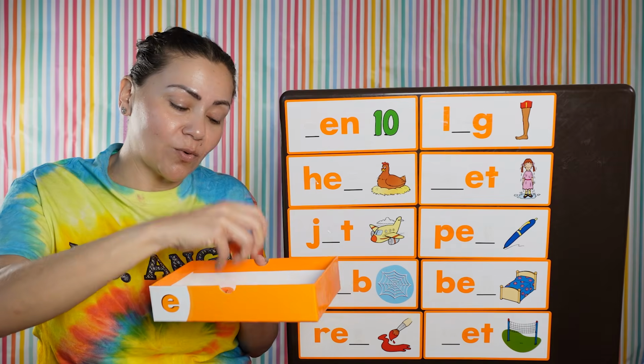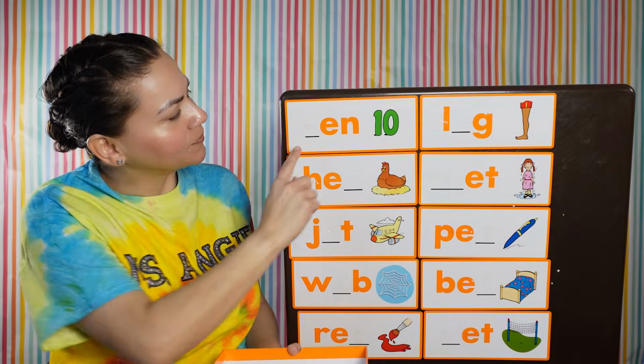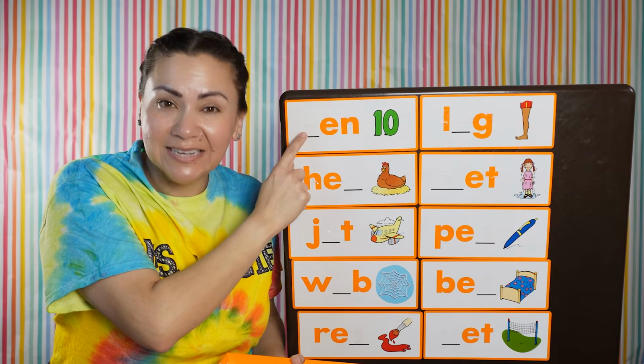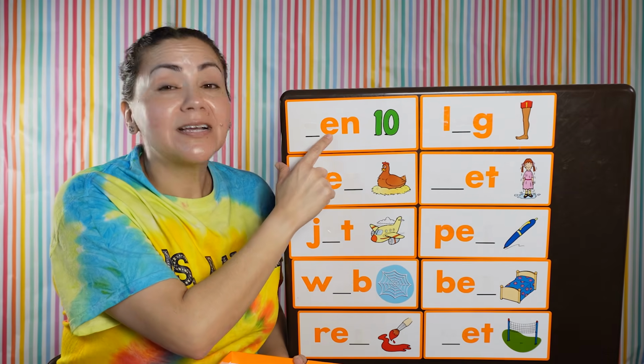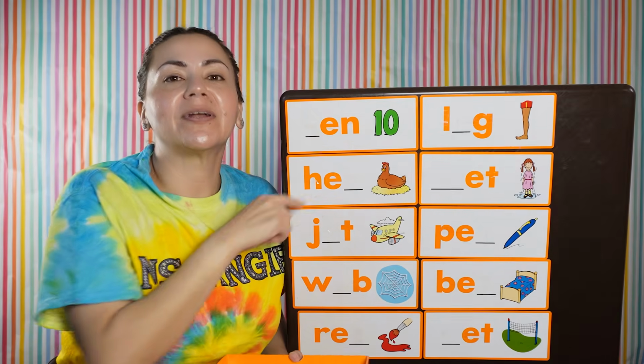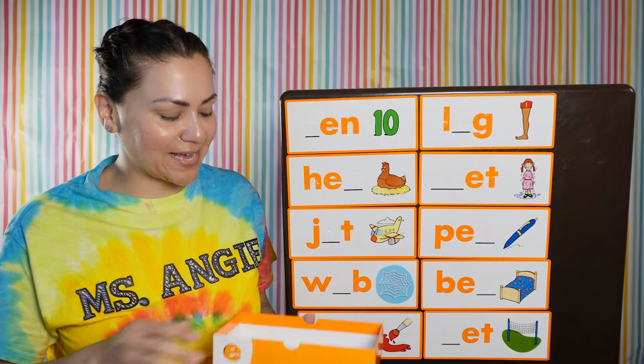So in here, we have letters that we're going to match to our pictures. Our picture is missing a letter and we have to spell it out, find the letter, put our letters on the board, and then say our sentence. Are you ready? Let's do it together.